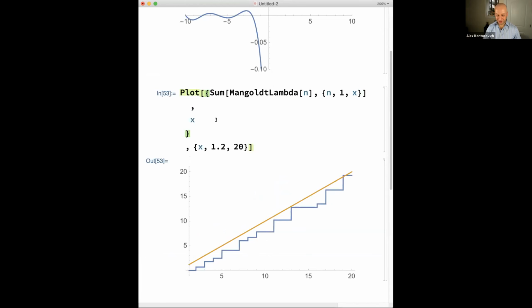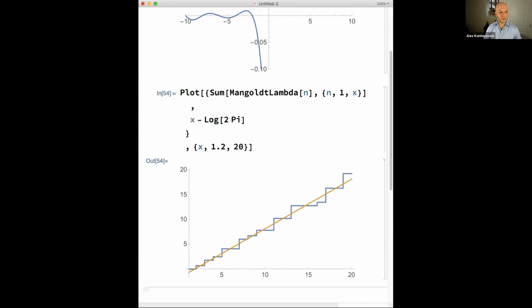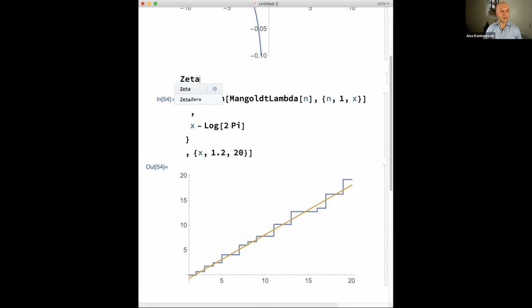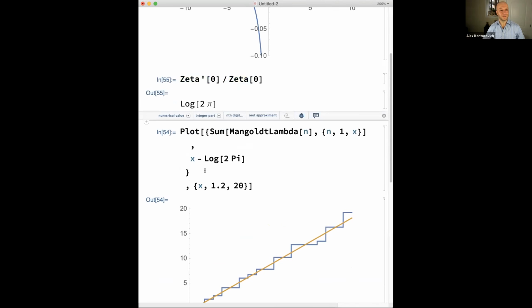Remember, we have this minus log of 2 pi factor. Ah, that's better. That minus log of 2 pi, which is coming from the residue of 1 over s at 0. Did I get that right? I think I got that right. Let's see. Zeta prime of 0 divided by zeta of 0 is log of 2 pi. Good. Okay, so that's what this term is. I'll leave it to you to work this out. It's not hard.